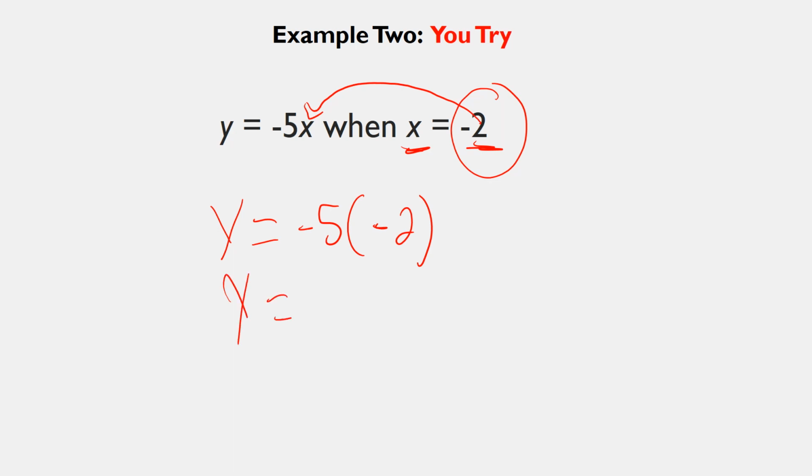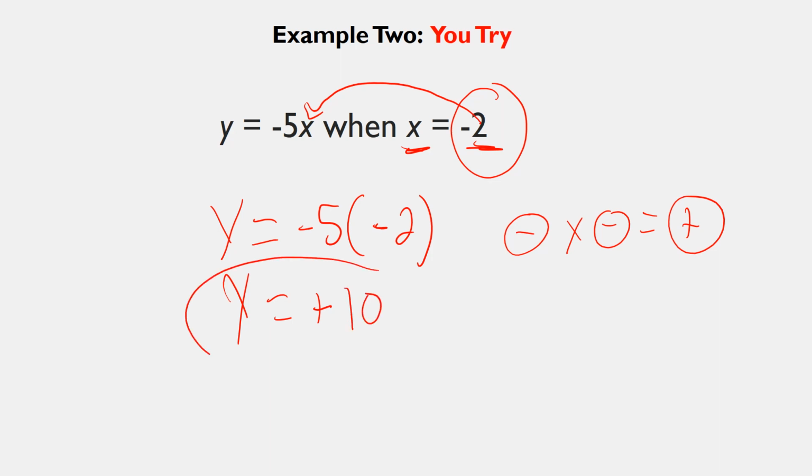So y equals, now you notice right away we do have integers, so we have our sign rule. We do have two negatives. We know that a negative times a negative equals a positive because it's the same sign. So right away we're going to have positive, and then 5 times 2 is 10. And that's it. So for these, all you have to do is simply substitute the variable in for what they're telling you and solve.